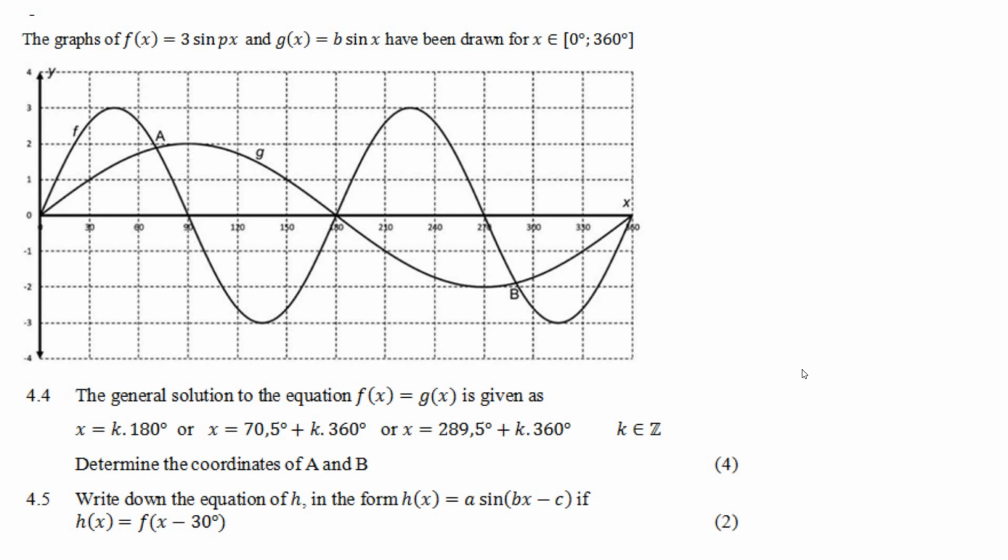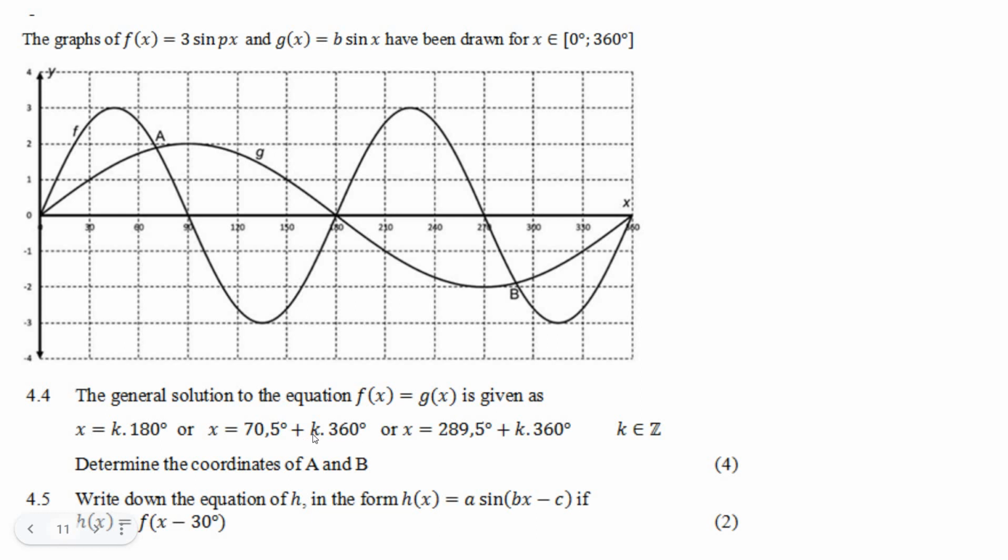Okay, let's try the next part of the trig graph questions. This is a weird question because they're saying the general solution to f equals g is given. They're giving you the answers for where they cross each other, where f equals g. And they're telling you that one of them is 0, that k times 180 degrees, so 1 times 180, one of them is 0. But they're telling you another one.